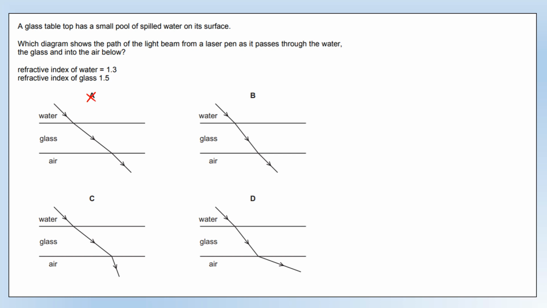So A doesn't show that. B shows the correct changes, but it's not a more exaggerated one at the second boundary. C got the wrong changes. D, we've got a slight change towards the normal and then a big bend away, so that looks good.